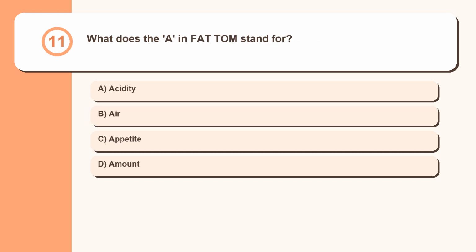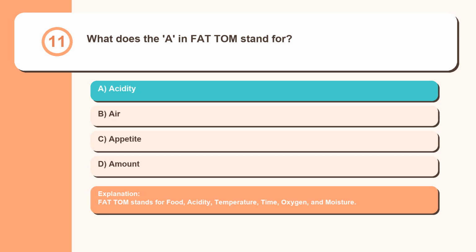Question 11. What does the T in FAT TOM stand for? Acidity, air, appetite, amount. FAT TOM stands for food, acidity, temperature, time, oxygen, and moisture.